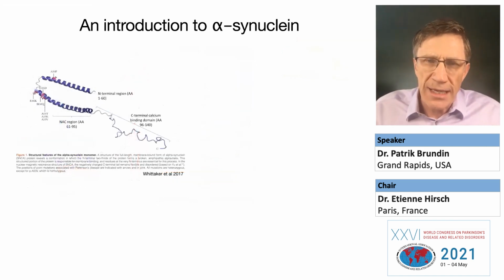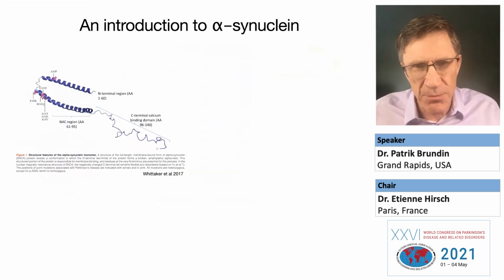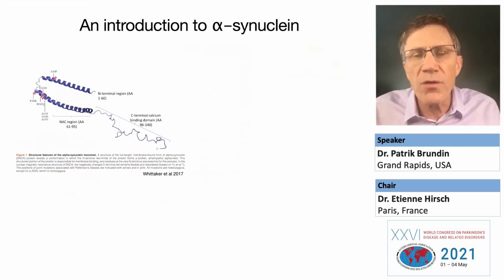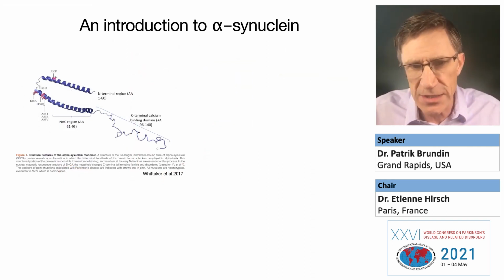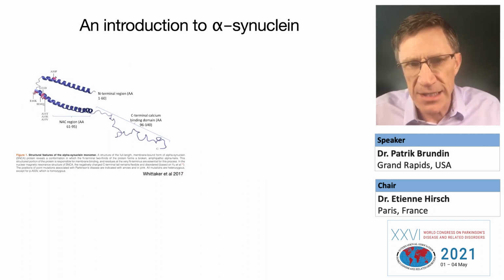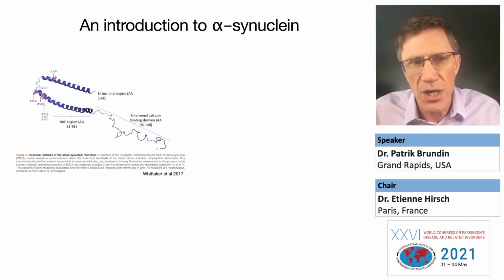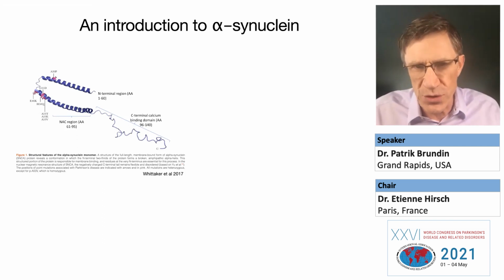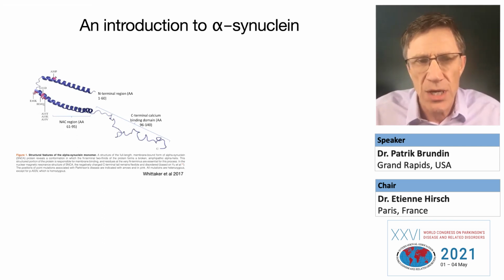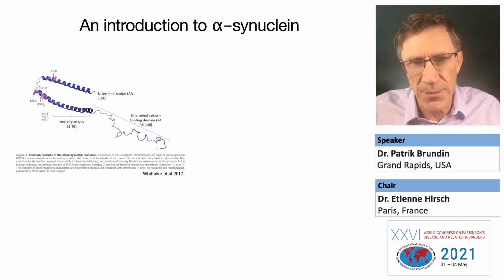So what exactly is alpha-synuclein? It's a protein made up of 140 amino acids. It has an N-terminal region where you'll see in this diagram that there are a few known point mutations that I'm going to come back to. Then it has the NAC region in the middle, and it has a C-terminal calcium binding domain.